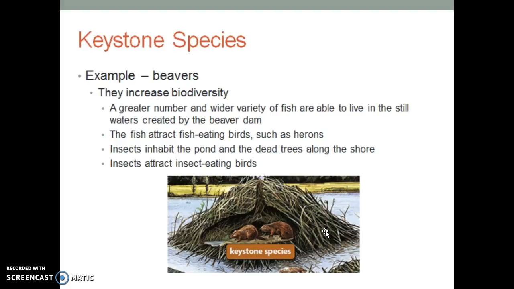What is going to be attracted to this region because of the insects? Birds. Birds eat a lot of insects, so we're going to have a higher number of birds in this region as well. So that's what a keystone species is. It creates a stable environment. It increases biodiversity, or it increases the amount of living things in that particular environment.